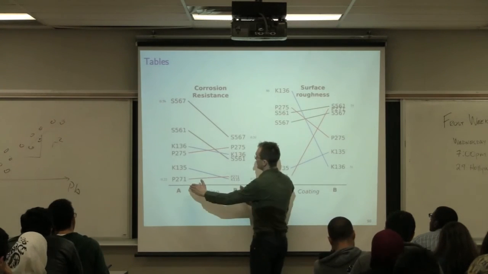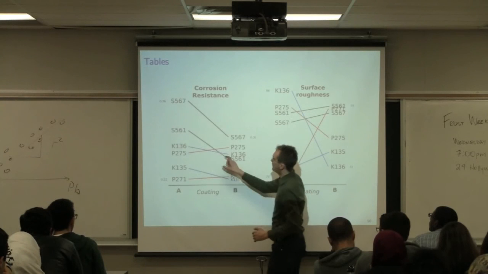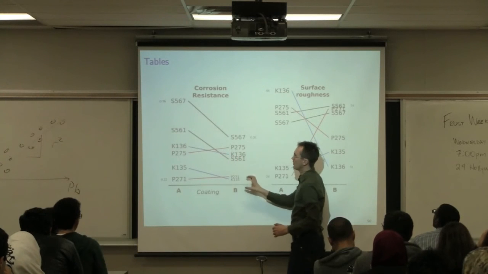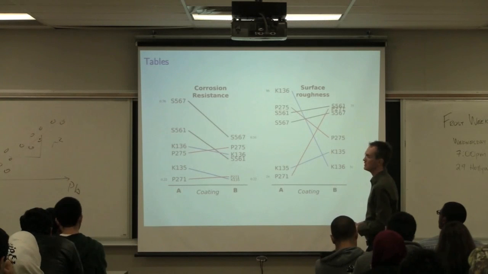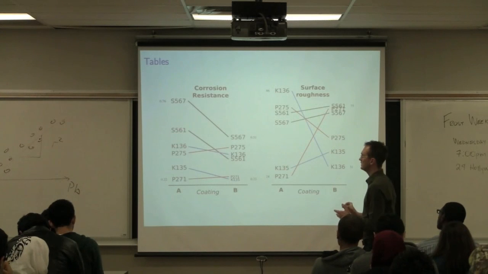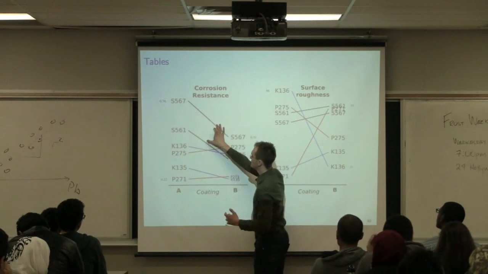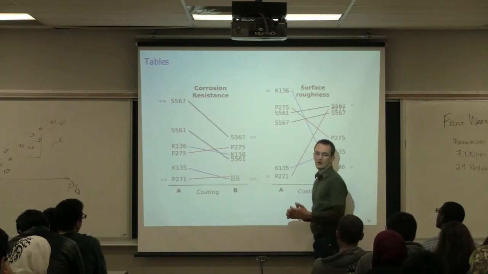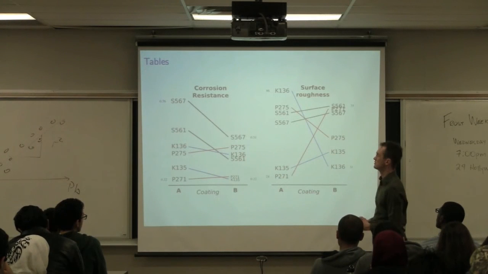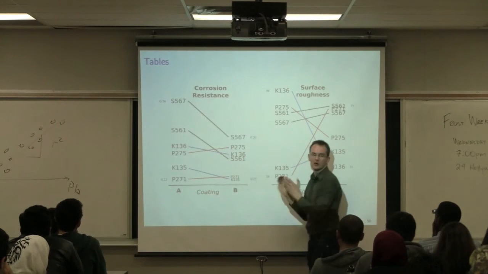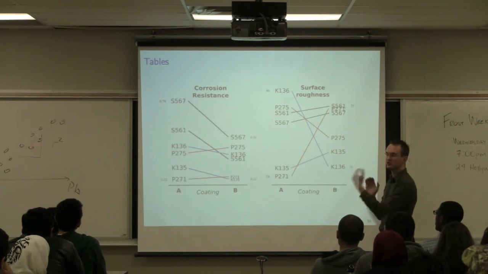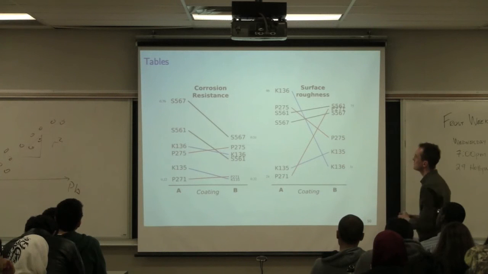For this first initial view, we can see that these negative sloping blue lines have reduced the corrosion resistance, going from coating A to coating B. So for the S series and for the K series of products, coating A versus B have reduced corrosion resistance. For the P series, it's marginally increased. So very quickly, I can see the effect of treatment A versus B.